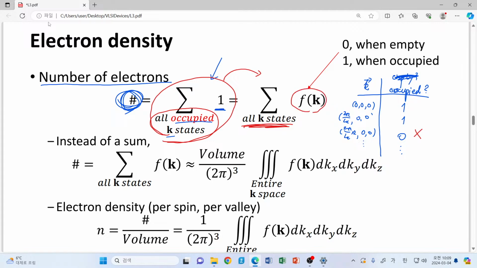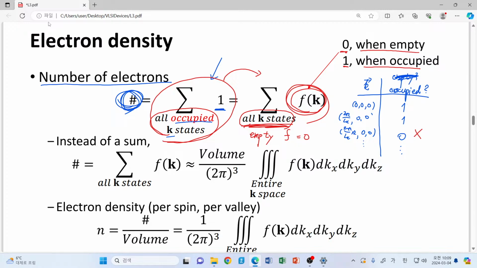In order to make it equivalent to the previous one, we introduce one function called occupancy, let's say f. This f is 0 when the state is empty, and 1 when it is occupied. Then, although we are summing over all available states, if the state is empty, then this f function becomes just 0 and does not contribute anything to our number counting.